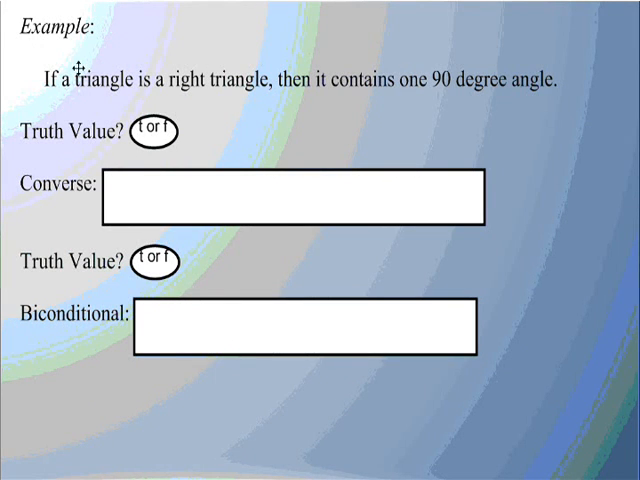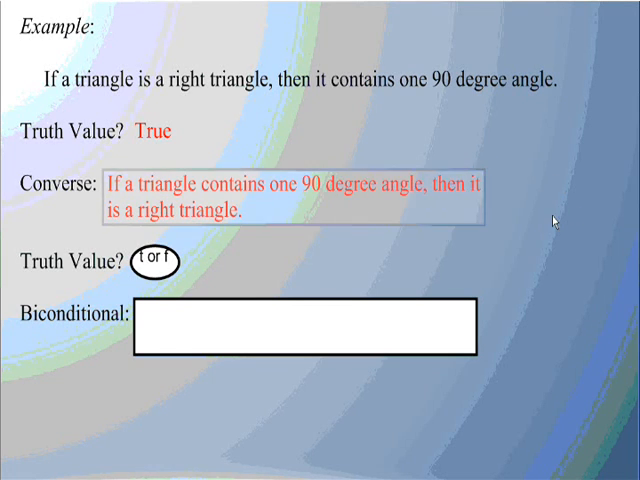All right, so here's another conditional statement. If a triangle is a right triangle, then it contains one 90-degree angle. Is that true or false? Okay, it is true. That's what makes a triangle a right triangle, the fact that it contains one 90-degree angle. So the converse of that would be where I flip-flop my if and my then. My converse would be if a triangle contains one 90-degree angle, then it is a right triangle. Is that true or false? Well, that is also true.